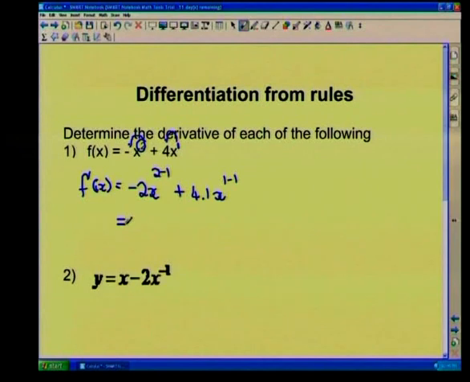Now you see I'm writing out all the steps here, and you might ask why I'm doing that. I'm just showing you so you can see what I'm doing, but in actual fact you don't have to show that step. And I would suggest that when you get more comfortable you don't show that step, because all it does is make your work very cluttered and hard to read.